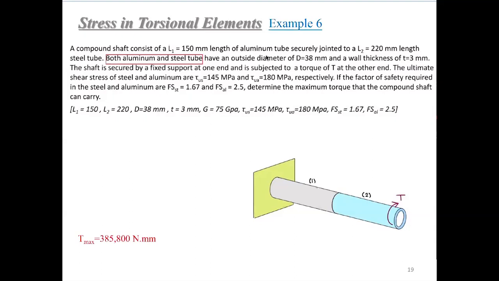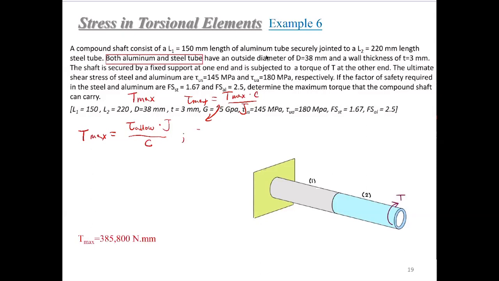We have the tau max, and we're determining T max. Right? So how to determine T max? From the original equation, tau max equals T max times C over J. From this equation, we can derive that T max equals the allowable shear stress times J over C. So this is the equation we will use to calculate the maximum allowable torque.